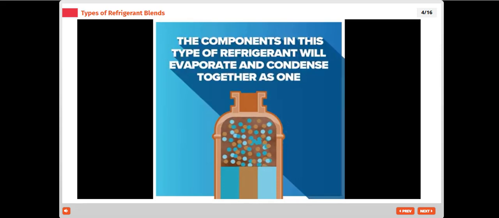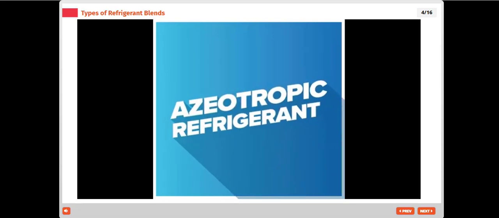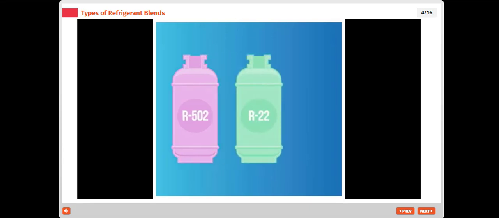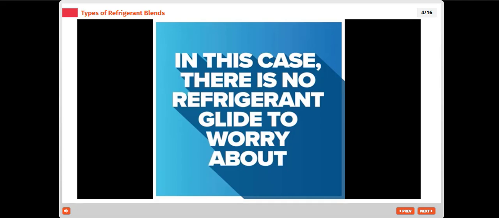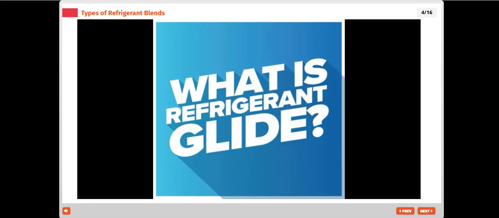The components in this type of refrigerant will evaporate and condense together as one. An example of an azeotropic refrigerant is R502, which is a blend of R22 and R115. In this case, there is no refrigerant glide to worry about. But you may ask, what is refrigerant glide?